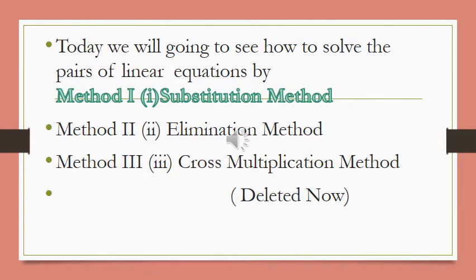Today we are going to see how to solve pairs of linear equations by the algebraic method. There are three methods, but today we will see only the first method, that is the method of substitution. The second method is the elimination method and the third method is the cross multiplication method. The third method of calculating the solutions of a pair of linear equations is now deleted, as we have seen in the revised syllabus of mathematics. So the third method is deleted. Today we will see the first method, that is the substitution method.